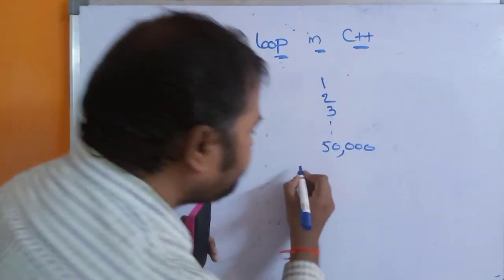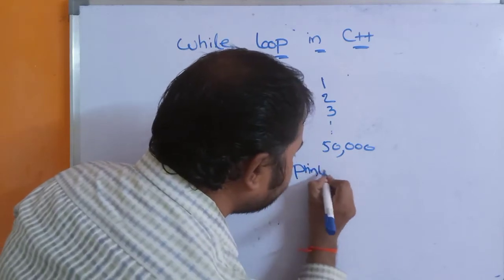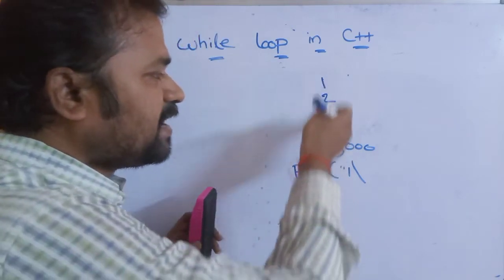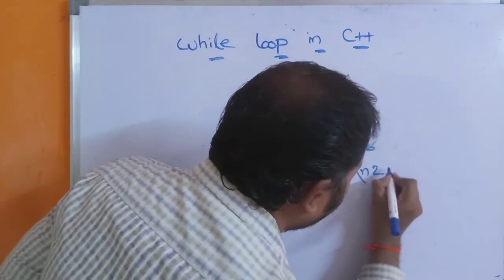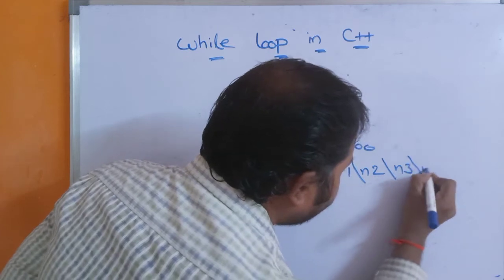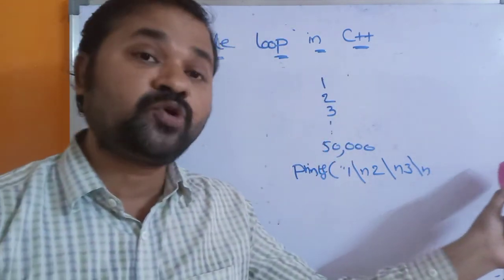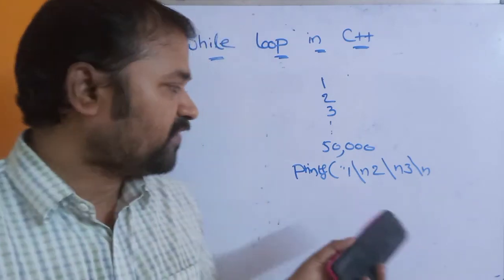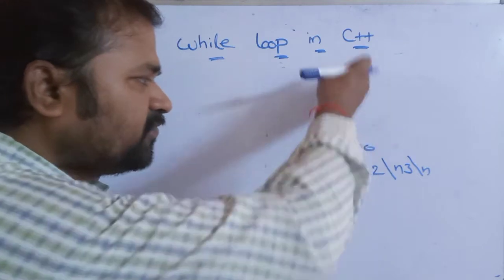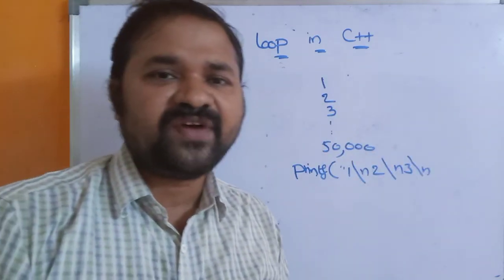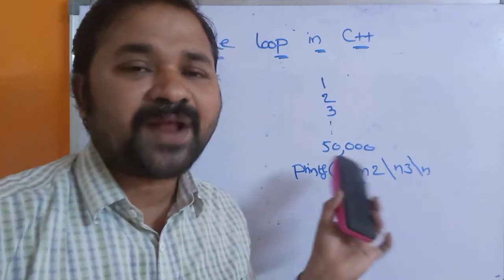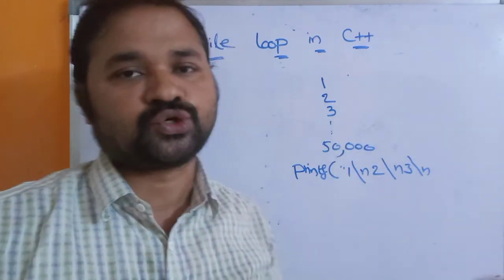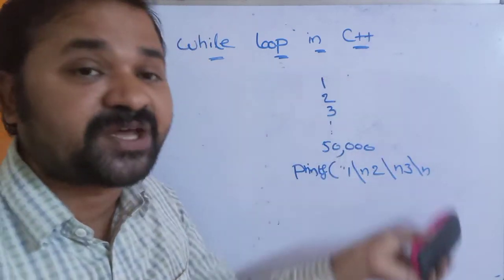Then we have to use the printf function. So printf 1, here we are displaying every number on a new line. So 1\n, 2\n, 3\n. Likewise we have to print up to 50,000 numbers. This is unnecessary wastage. Why? Because we have to print how many numbers? From 1 to 50,000. So we need a large amount of time in order to print all those numbers. It requires more space also, because we need to print 50,000 numbers.